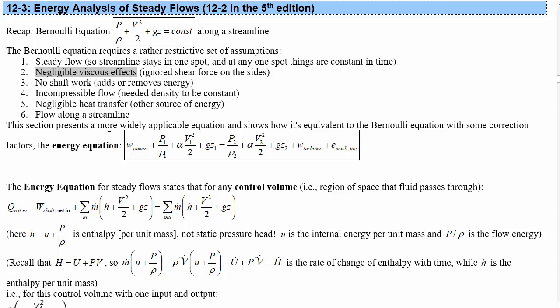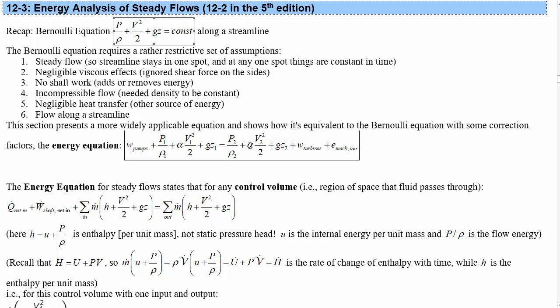In this section, we're going to present a more widely applicable equation and show how it's actually equivalent to the Bernoulli equation if we add some correction factors. This is going to be the energy equation. So just compare them to see where we're headed right now. What we're saying is that rather than these quantities being constant, so equal to their sum at a different point along the streamline, they might be different. And how they're different is if we've added energy with pumps, then we could get higher values, or if we've subtracted energy with turbines or mechanical losses, then we could get lower values.